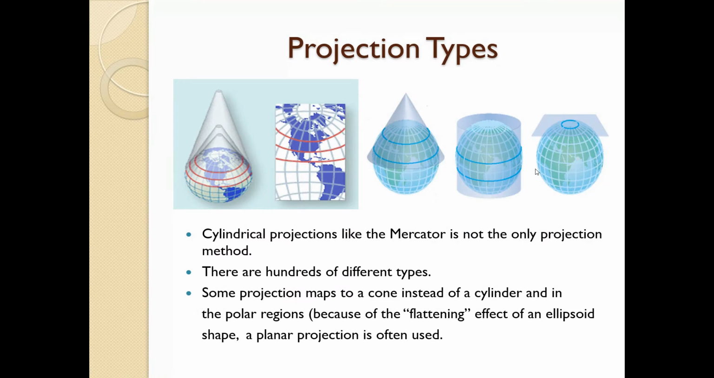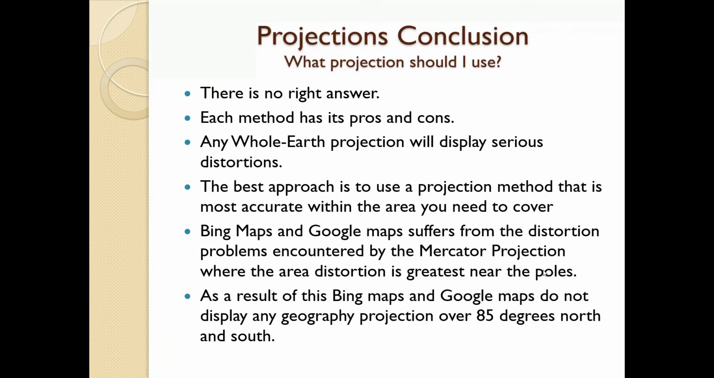What projection types do we have? Well, there are hundreds of different ones, and they're all trying to do the same thing. They're trying to put a 3D object onto a 2D surface. And no matter how you do that, it's going to be difficult. So here you can see there are different types of cones being used. There are cylinders. There are flattening effects being used. So what's the right method to use?